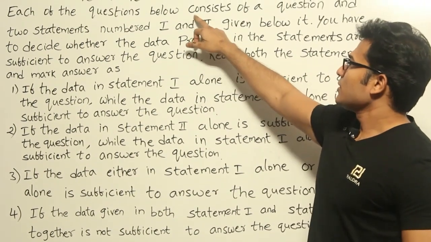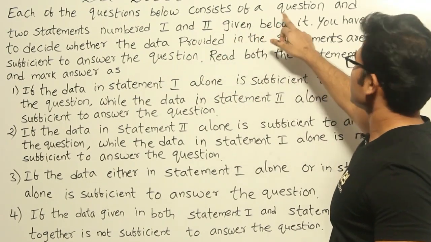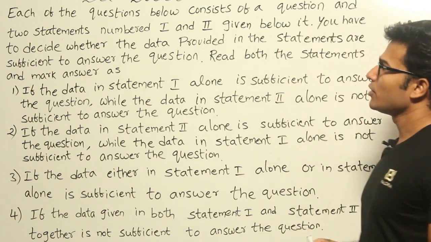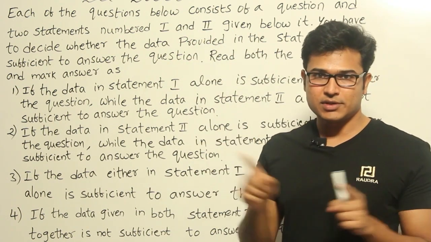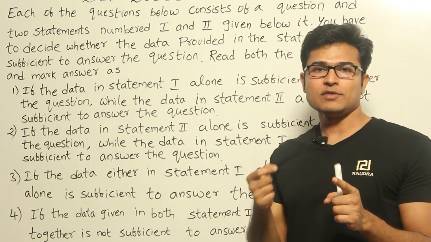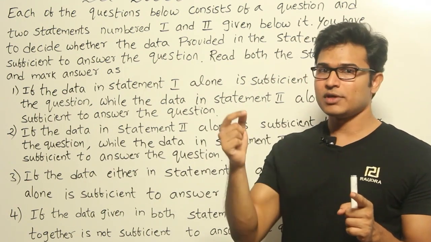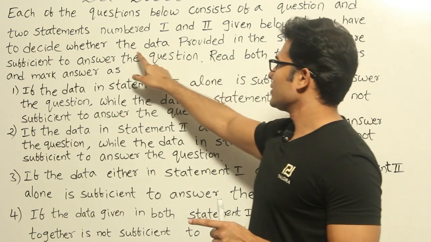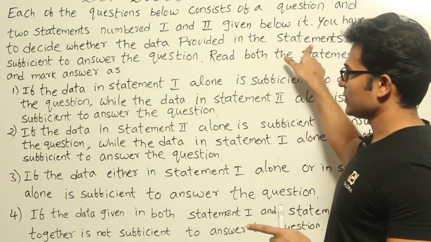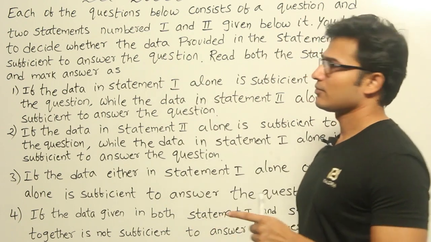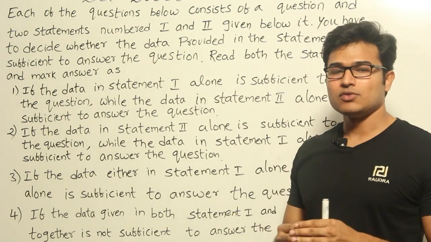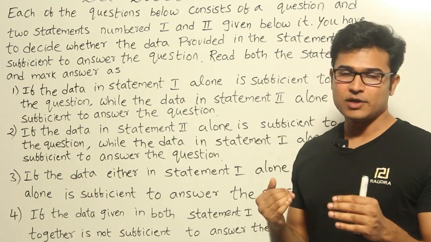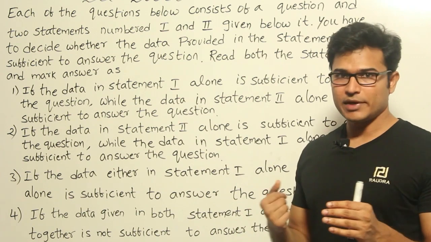Now each of the questions below consists of a question and two statements numbered 1 and 2 given below it. So they are going to ask us a question, and in order to solve the question they are going to give us information in terms of two statements. Let's call them statement number 1 and statement number 2. Now you have to decide whether the data provided in these statements is sufficient to answer the question, okay? So after reading the question you should decide which statement is sufficient, whether it is statement number 1 or statement number 2, or both of them, or none of them.